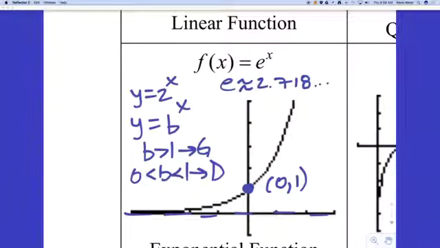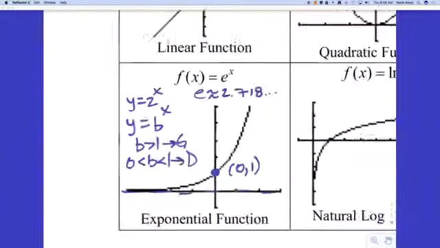So the domain is all real numbers. The range is everything strictly greater than 0. It's a monotonic increasing function. And it gets pretty big pretty fast. These things grow rapidly for large values of x, faster than x squared, faster than x cubed.